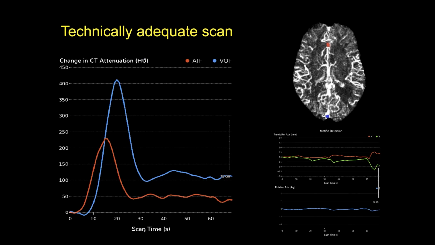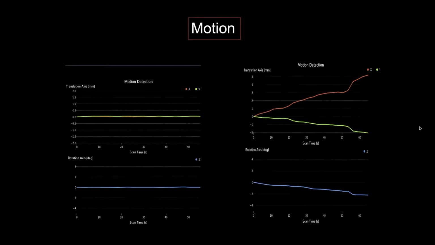You get these lines in the translational, rotational. You want to see straight lines. So these three things tell me that, yes, this was a technically adequate scan. Motion sometimes is very easy to detect. If you look at this, there is a straight line, which means there is no motion. The other one, there is a little bit of motion.